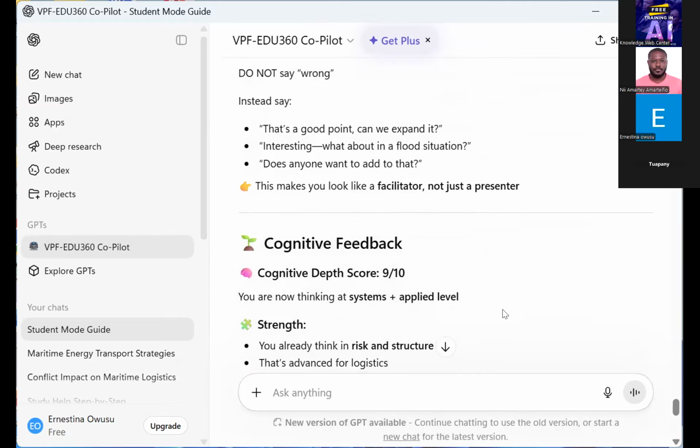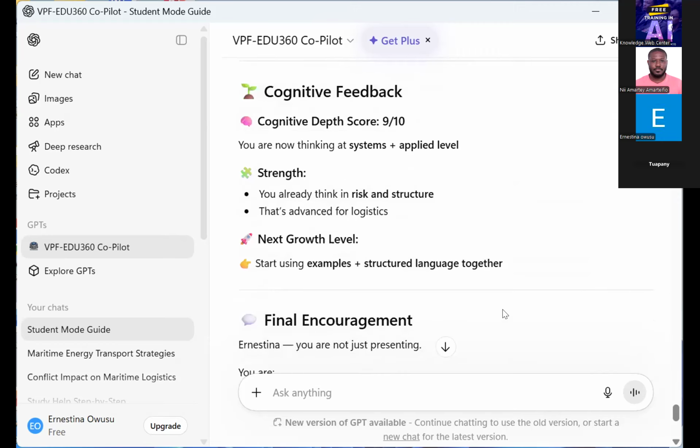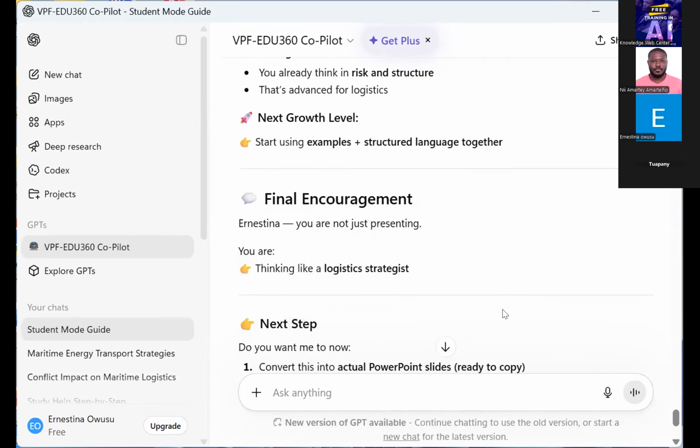So, with my cognitive feedback, I was scored 9 out of 10. You are now thinking at system plus applied level. Strength: you already think in risks and structure. That's advanced for logistics. Next growth level: start using examples plus structured language together. Final encouragement: Ernestina, you are not just presenting. You are thinking like a logistics strategist. Oh, yeah.